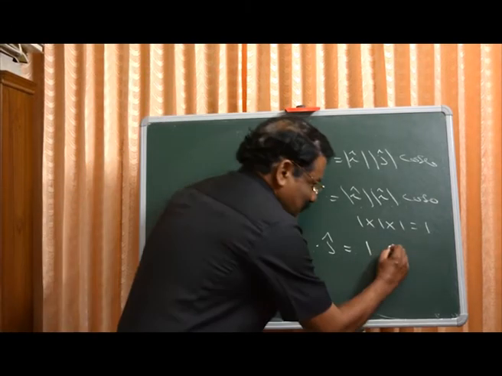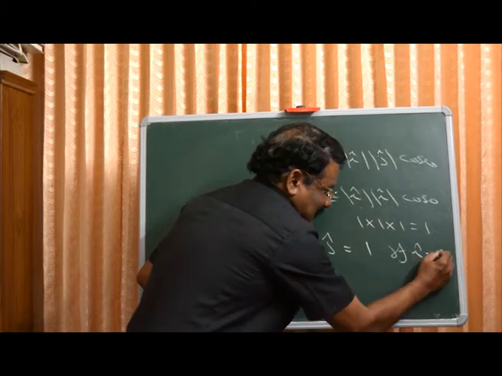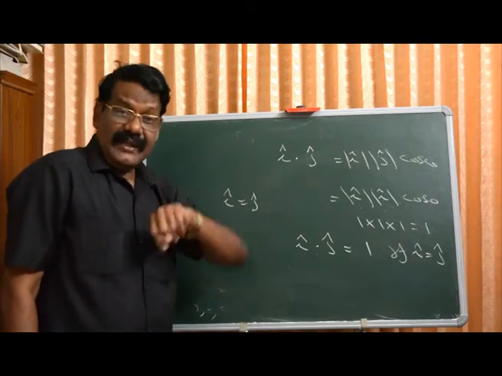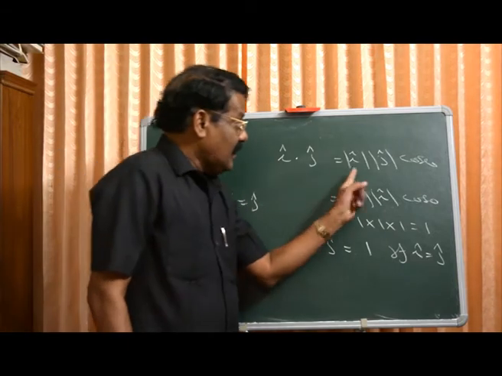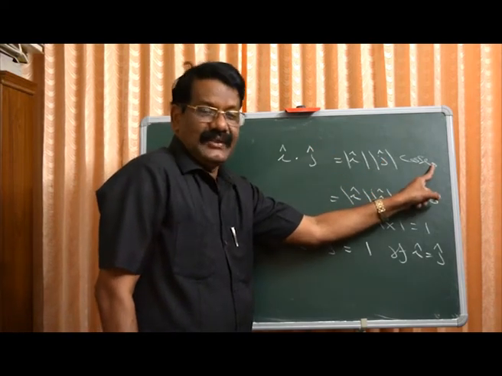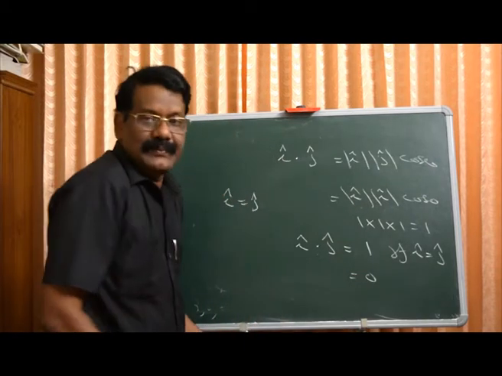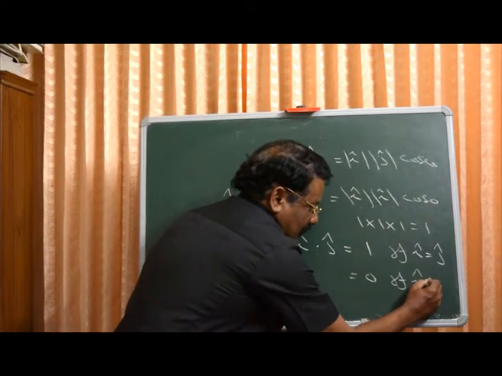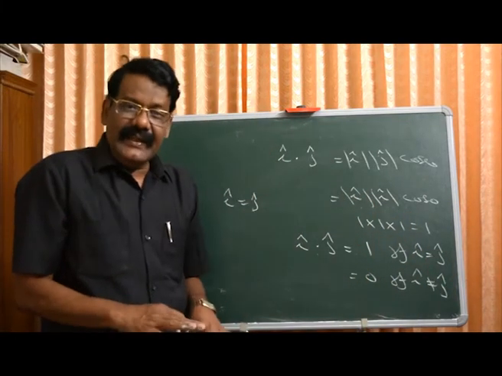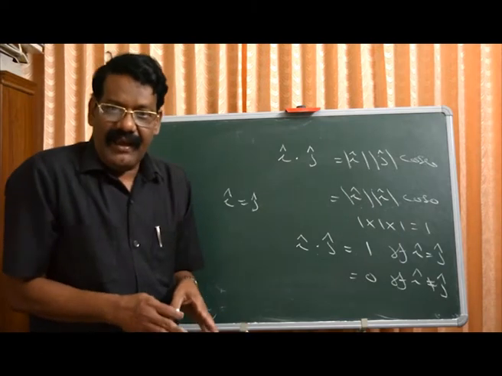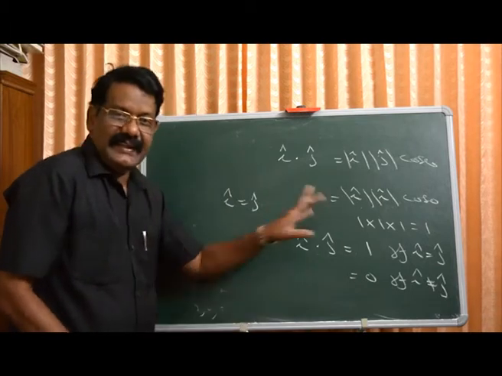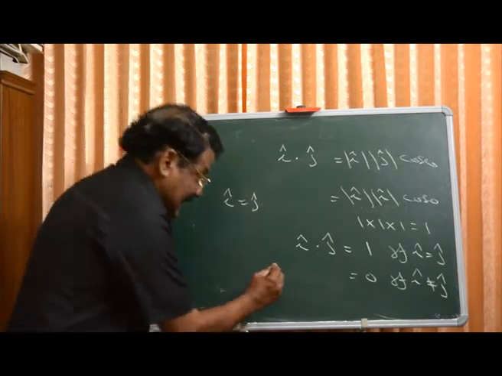This holds if i is equal to j. If i is not equal to j, it means i and j are perpendicular. Theta is 90 degrees. So i dot j is 0 if i is not equal to j. This is actually symbolized by Kronecker as delta_ij. Correct? i dot j is symbolized by Kronecker as delta_ij for simplicity.